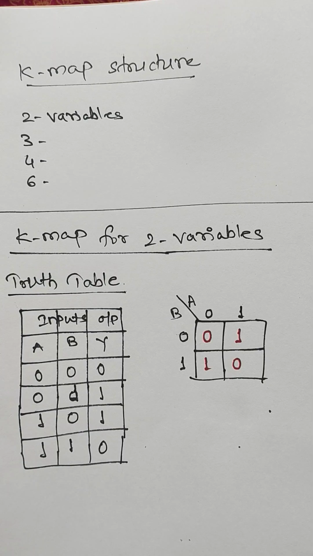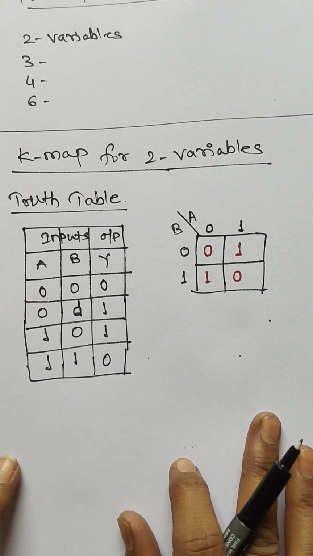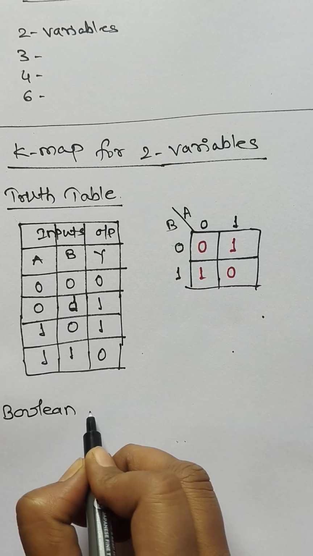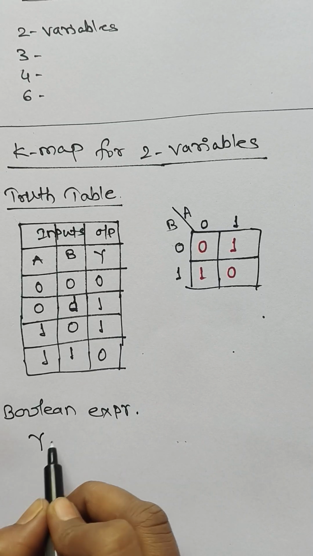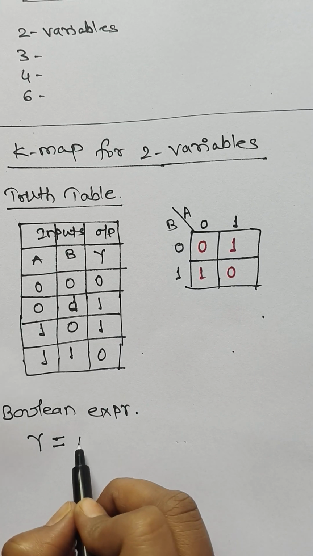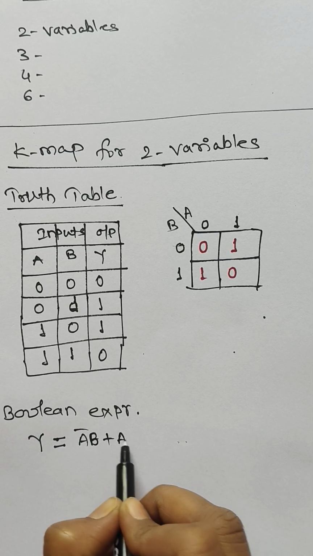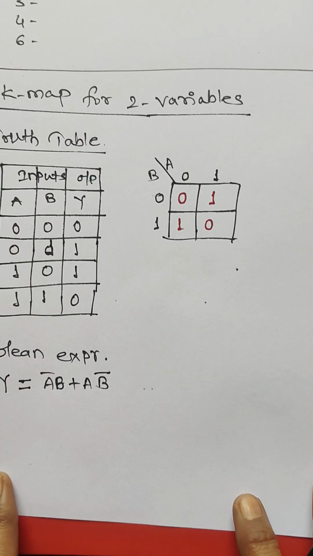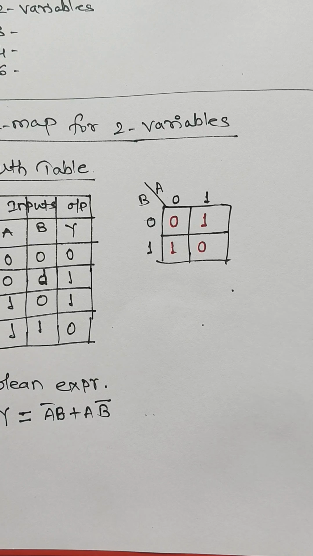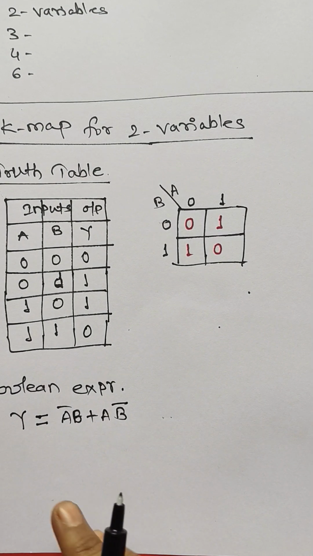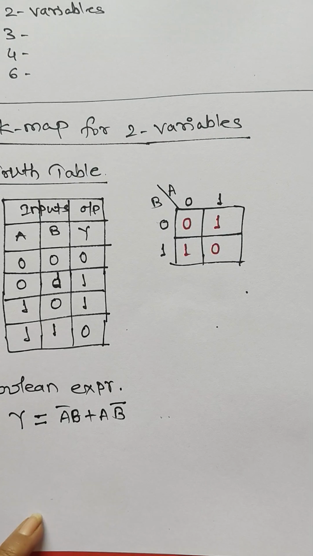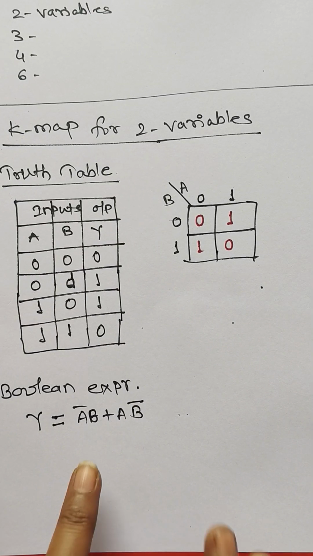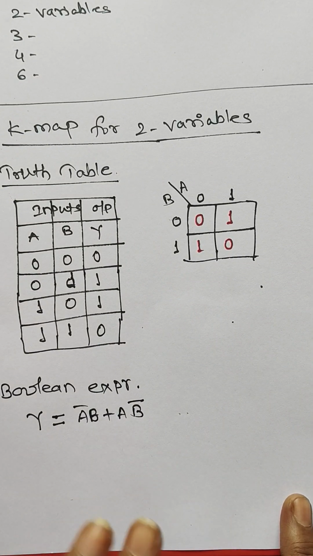Now suppose I have a Boolean expression. How to write down the K-map? We'll see. Suppose the Boolean expression is given as Y is equal to A bar B plus A B bar, and it is asked to simplify it, or draw the logical diagram, or design this Boolean expression equation by using the K-map. Okay, now how can I draw the K-map for such types of Boolean expressions?